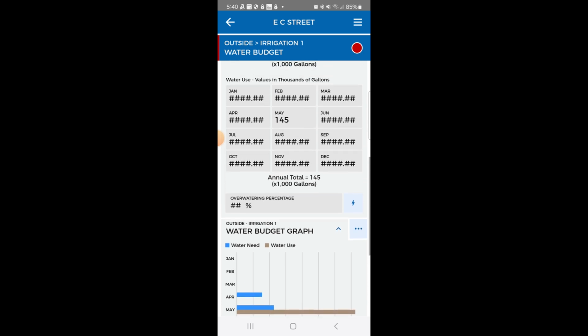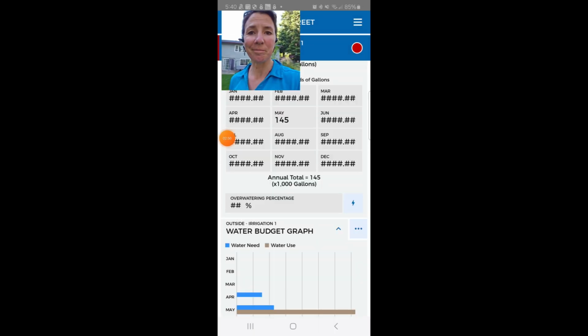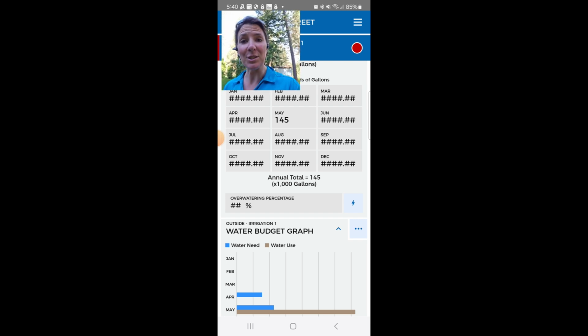Okay, so we know that we're overwatering. You'll notice this overwatering feature right here. That is not an automatic calculation. That is meant for you to track your program over time. So I always encourage people to not measure their program by water use from year to year, because as we all know with irrigation, some years you're going to need a little more irrigation, some years you're going to need a little less. So if you're always tracking gallons, you're kind of chasing a moving target.